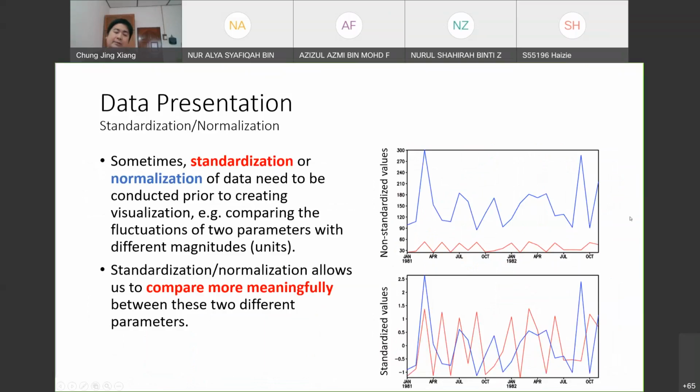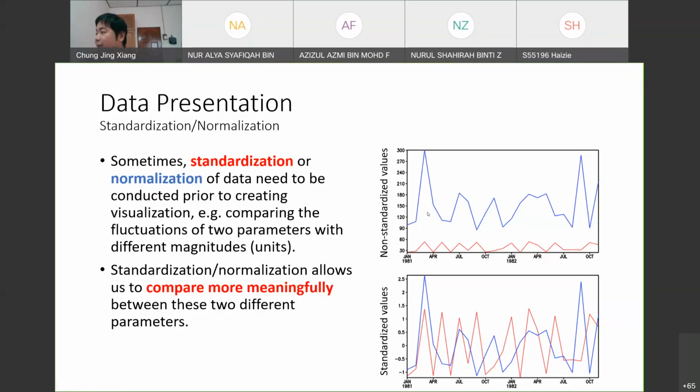Next is what we call standardization and normalization. This is a statistical technique. With normalization, you usually make your data range from 0 to 1. With standardization, you make your data fluctuate around 0. So why do you want to do that? Sometimes we need to standardize or normalize data before creating our visualization, for example, if we are trying to compare the fluctuation of two parameters with different magnitudes, like this example.